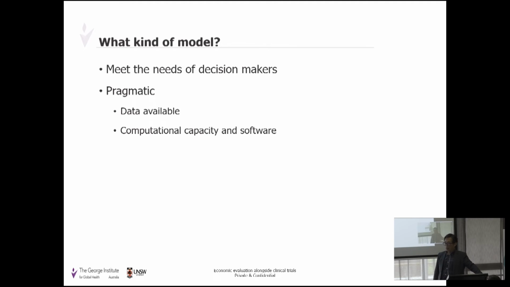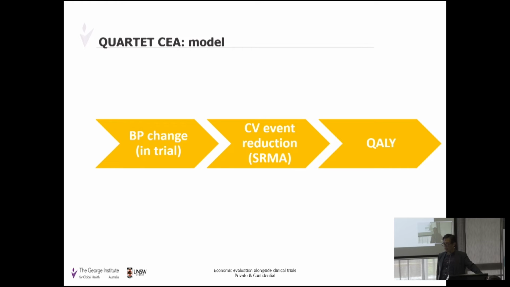So what kind of model? Ultimately, I suppose it's an obvious point: it needs to meet the needs of decision makers, but you also need to be pragmatic based on the data available, computational capacity and software. So in the Quartet study, what they did was look at change in blood pressure, which was the endpoint in the trial, and then modelled reductions in cardiovascular events and then ultimately QALYs.